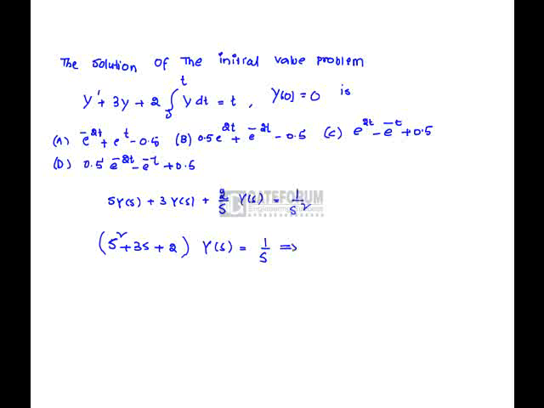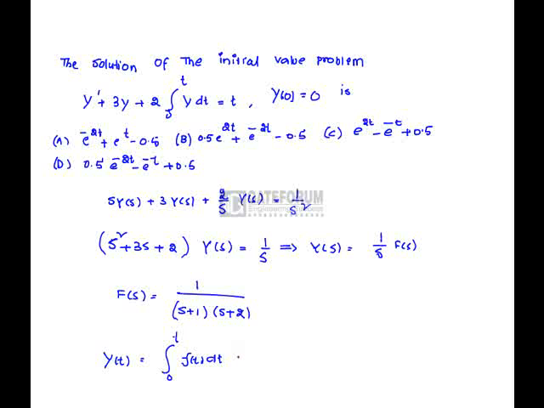So from this, Y of s is nothing but 1 by s F of s. Here F of s is 1 by (s plus 1)(s plus 2). Now y of t is nothing but integration 0 to t f of t dt.